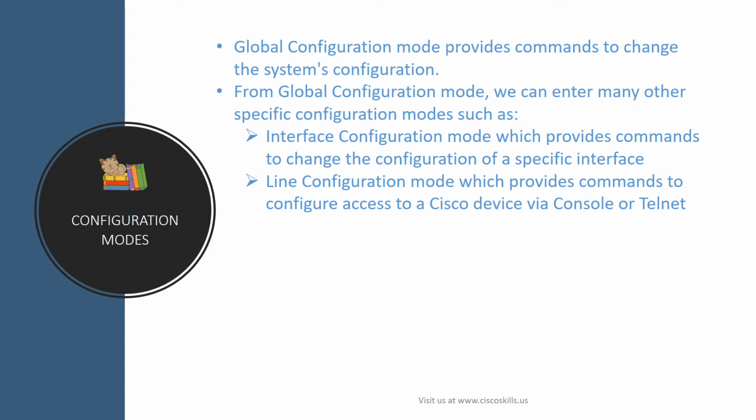From the privilege mode, we can gain access to the global configuration mode. Global configuration mode provides commands to change the system's configuration. From global configuration mode, we can enter many other specific configuration modes, such as interface configuration mode, which provides commands to change the configuration of a specific interface, or line configuration mode, which provides commands to configure access to a Cisco device via console or telnet.